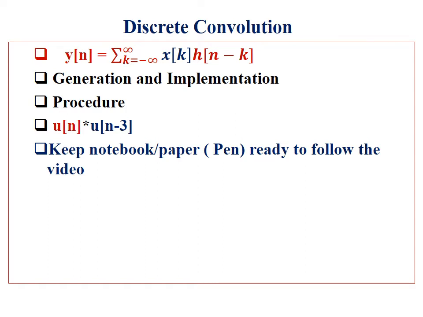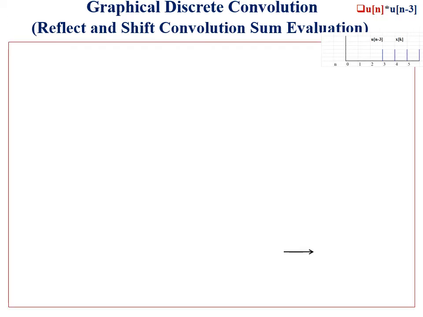In order to understand the video, it would be better to keep on drawing the various steps. Hence, a notebook and paper with pen would be necessary to understand the video fully. Let us consider the procedure that is used for implementing reflect and shift convolution sum evaluation, popularly known as the graphical discrete convolution.